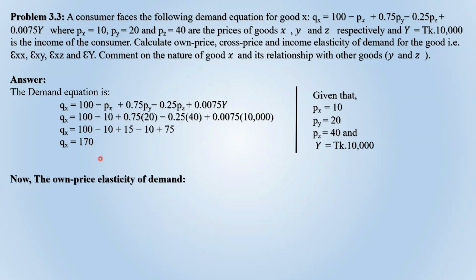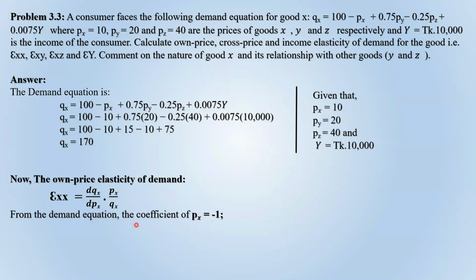Now the own price elasticity of demand. We know the own price elasticity of demand, epsilon xx, is equal to the change in quantity of good X with respect to change in price of good X, times price of good X divided by quantity of good X. So how do we calculate dQx upon dPx? It actually means the partial derivative of this demand function with respect to Px.